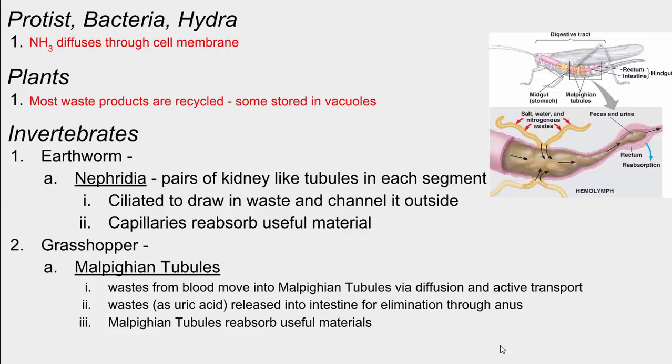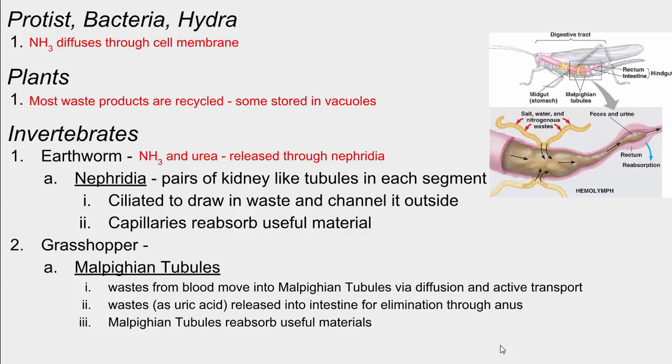Animals, however, usually need to deal with it in some way through excretion. Here we have the earthworm, and this is the grasshopper. The earthworm has structures called nephridia, and these nephridia are sort of like small kidneys almost.